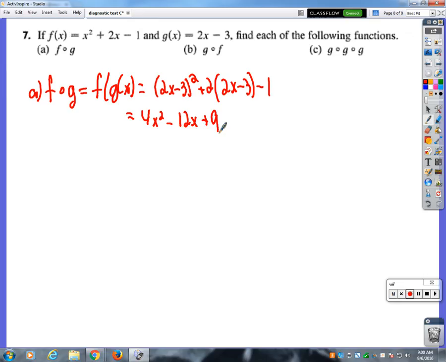Okay? And then distributing the 2 is a piece of cake, 4x minus 6, and minus 1.